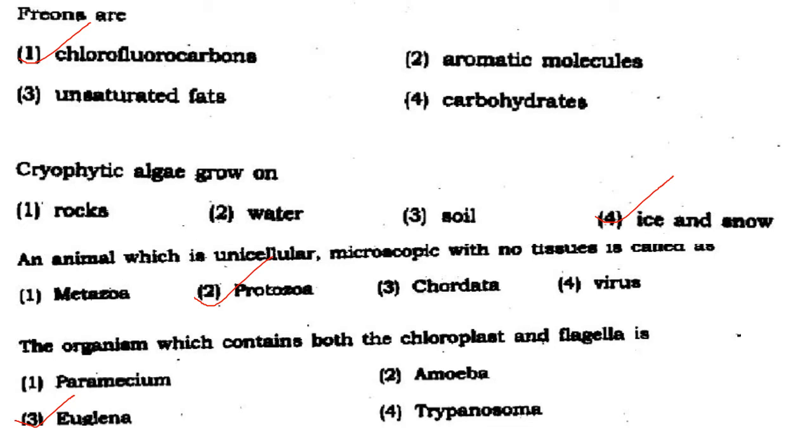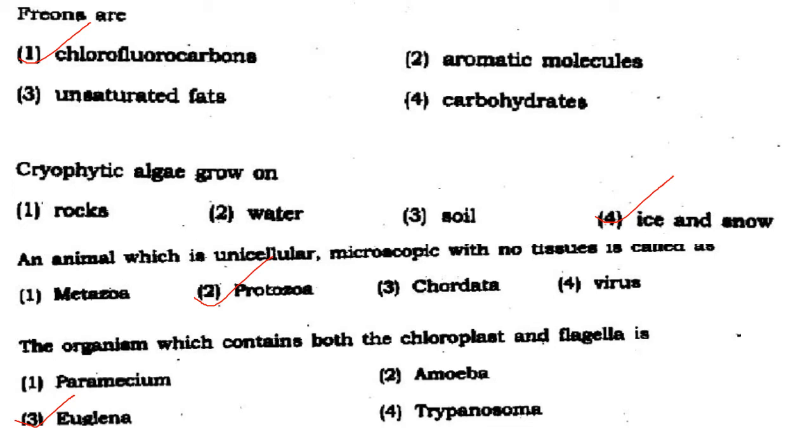Next one. Freons are chlorofluorocarbons, aromatic molecules, unsaturated fats, carbohydrates. Option 1, chlorofluorocarbons. Cryptophytic algae grow on option 1 rocks, water, soil, ice and snow. Answer is option 4, ice and snow.